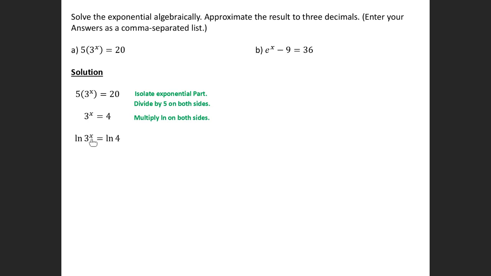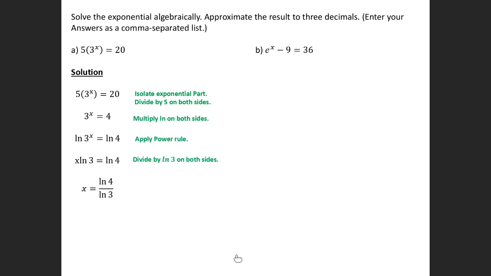Okay, so if x was down here, we would be able to solve it. So we're going to apply the power rule so that we can bring the x down. We're going to bring that x to the front. And so now I have x natural log of 3 is equal to natural log of 4. And how do I solve for x here? I'm going to divide by natural log of 3. Okay, so now I have this answer.